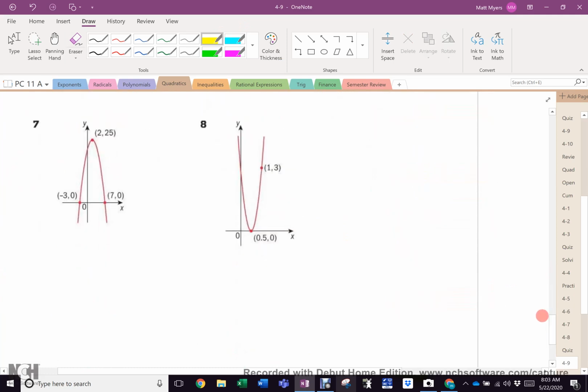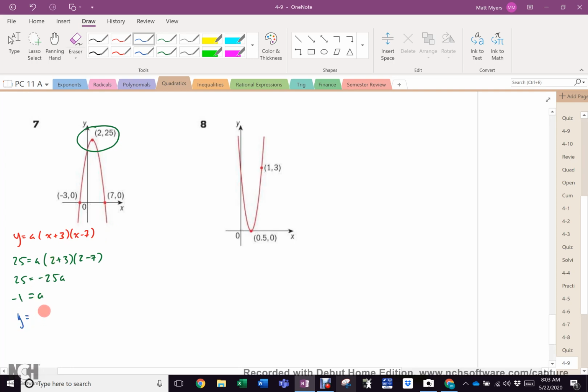And the last two. So in this one we have a vertex and we have root, so it doesn't matter which way we do it. I'm going to go ahead and use the roots. Y equals a x plus 3, x minus 7. Then I sub in my point. 25 equals a 2 plus 3, 2 minus 7. 25 equals negative 25a, so a equals negative 1. And I just sub that back in up here.